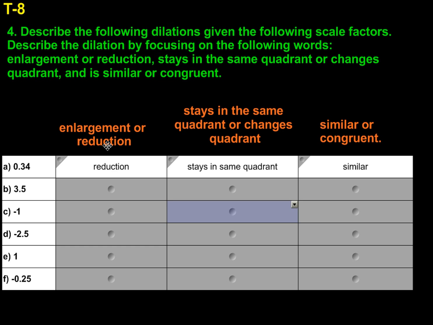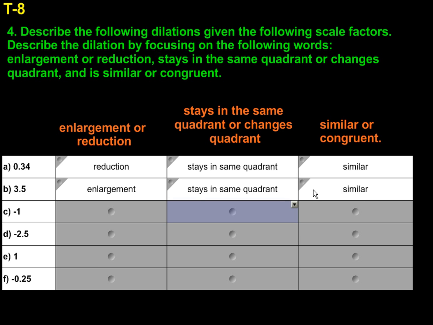Let's look at B, 3.5. Is it an enlargement or a reduction? Well, 3.5 is larger than 1, so it's certainly going to be an enlargement. Is it going to stay in the same quadrant or change? There's no negative number present, so it's going to stay in the same. And because it's an enlargement, it has to be similar, but it can't be congruent.